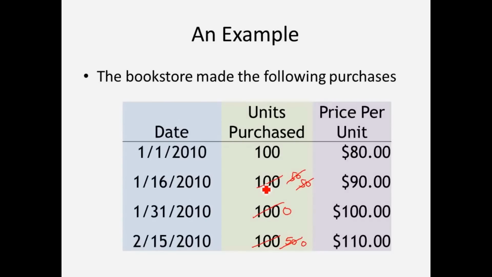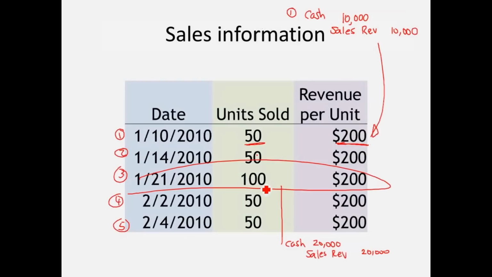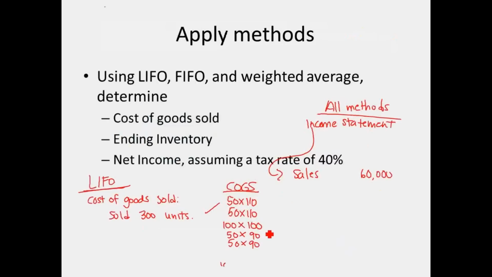How many units do I have left? 100. So if I have 100 units left, and I use last in, first out, I know first these were sold, first then these were sold, then these were sold. So what do I actually have as my ending inventory? Of the units I have left, which ones do I have left? I have the first ones, okay? I have 100 units at 80.